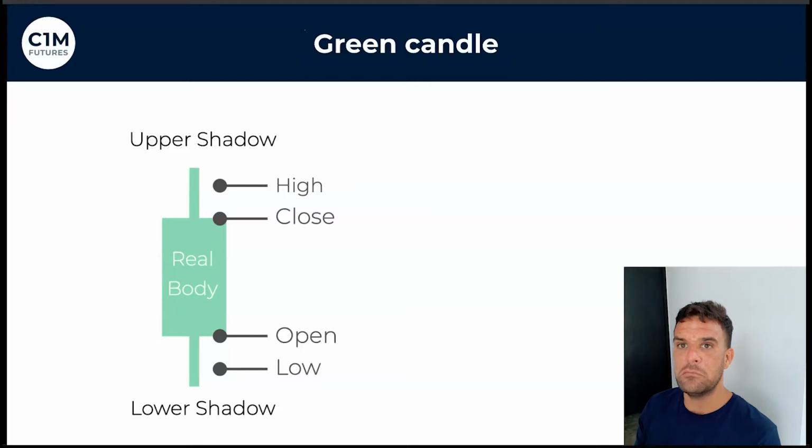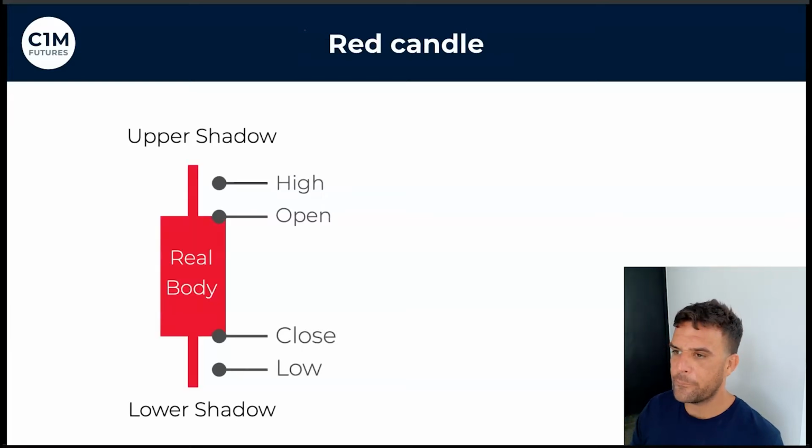So with a green candle, the price has gone up in that time period and the closing price is above the opening price. Red candle, there's only two types of candles, red and green. So red is the opposite. The closing price is below the opening price. Again, you're still going to get these upper and lower shadows. Not always, but for some you will. Whatever this candle has started as, it is going to close lower.